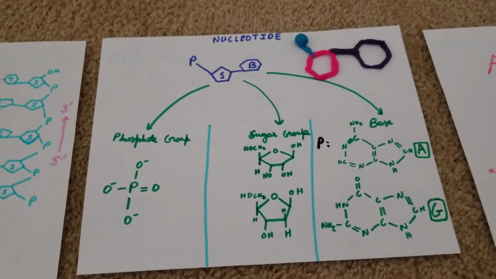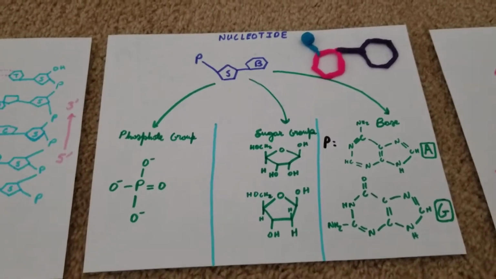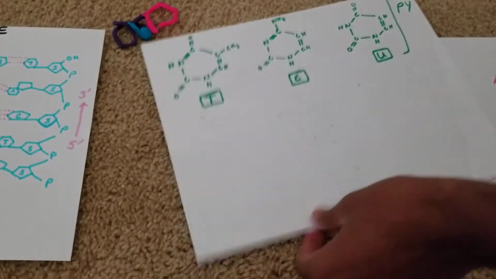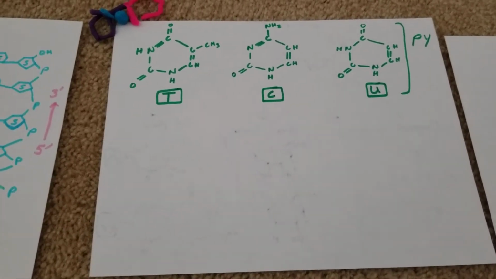In the nitrogenous bases, there are two groups. Purines consist of adenine and guanine, which are double ring structures. Pyrimidines consist of thymine, cytosine, and uracil. Uracil is found in RNA. Notice that pyrimidines are all single ring structures.